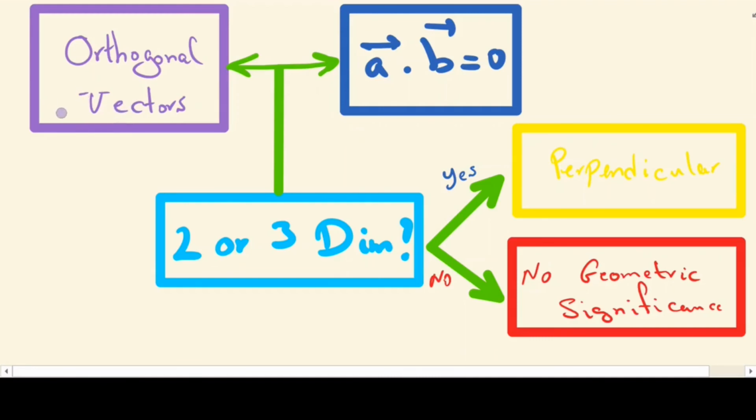So as a recap, we call two vectors orthogonal whenever their inner product equals 0, or vice versa. For example, if two vectors' inner product equals 0, then we call those two vectors orthogonal. And if we have two or three-dimensional spaces, then those vectors are going to be perpendicular. Otherwise, there is no real geometric significance in the term orthogonal.